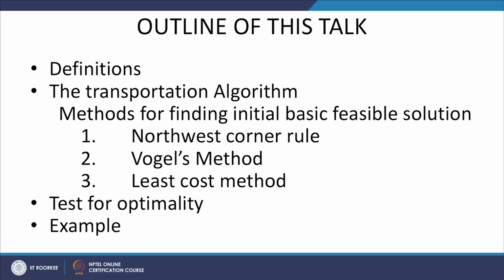So, let us look at the flow of this talk. First we will define what the transportation problem is and then the transportation algorithm, in which we will look at the three methods for finding an initial basic feasible solution. These three methods are the northwest corner rule, the Vogel's method and the least cost method, and then the test for optimality, and finally an example.